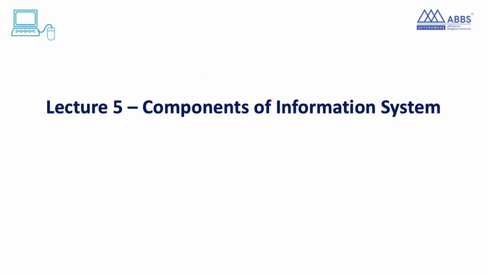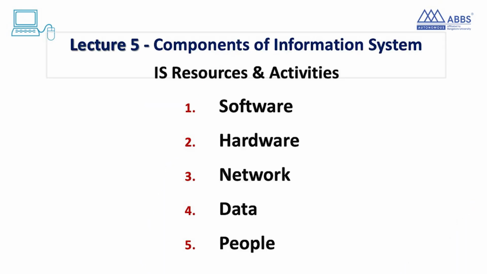Welcome to the session Components of Information System. We are also going to discuss information system resources and activities. We have 5 components of information system to be discussed in this session: the software resources, hardware resources, network resources, data resources, and people resources.